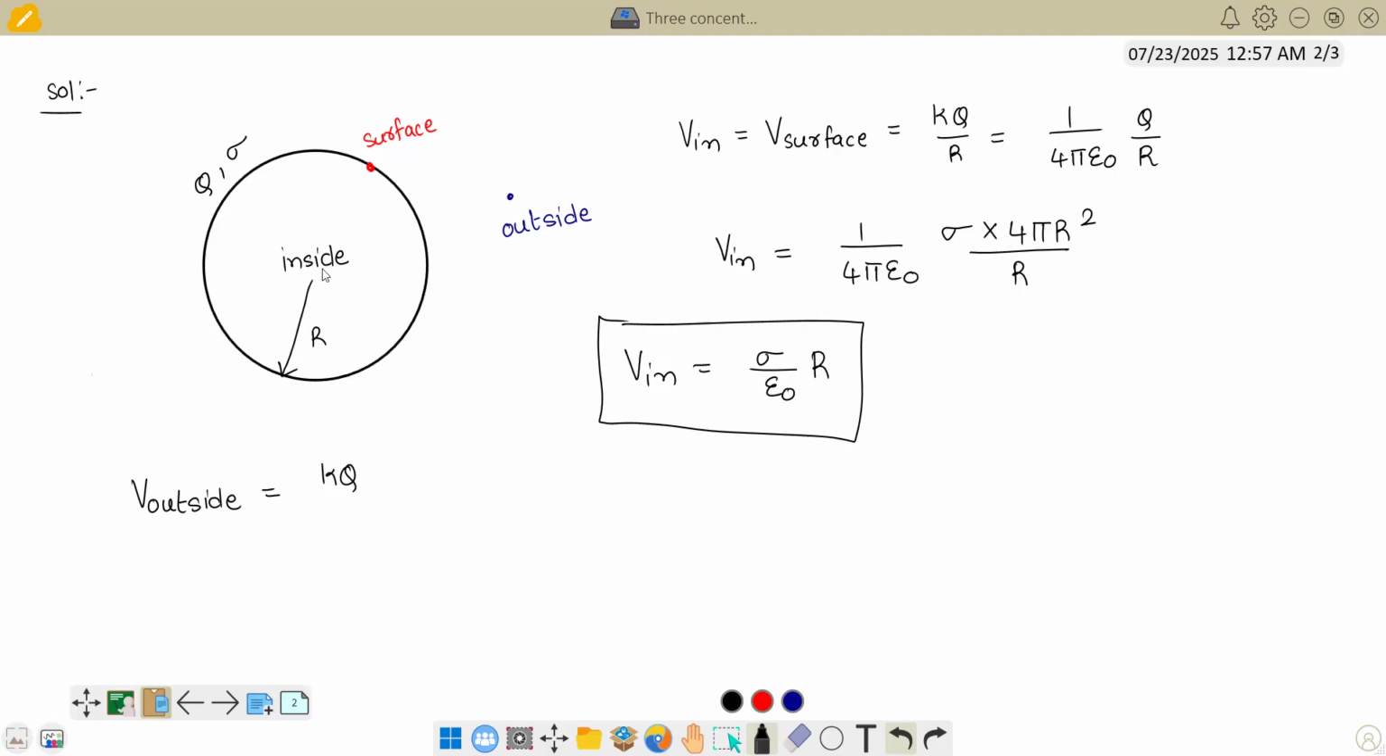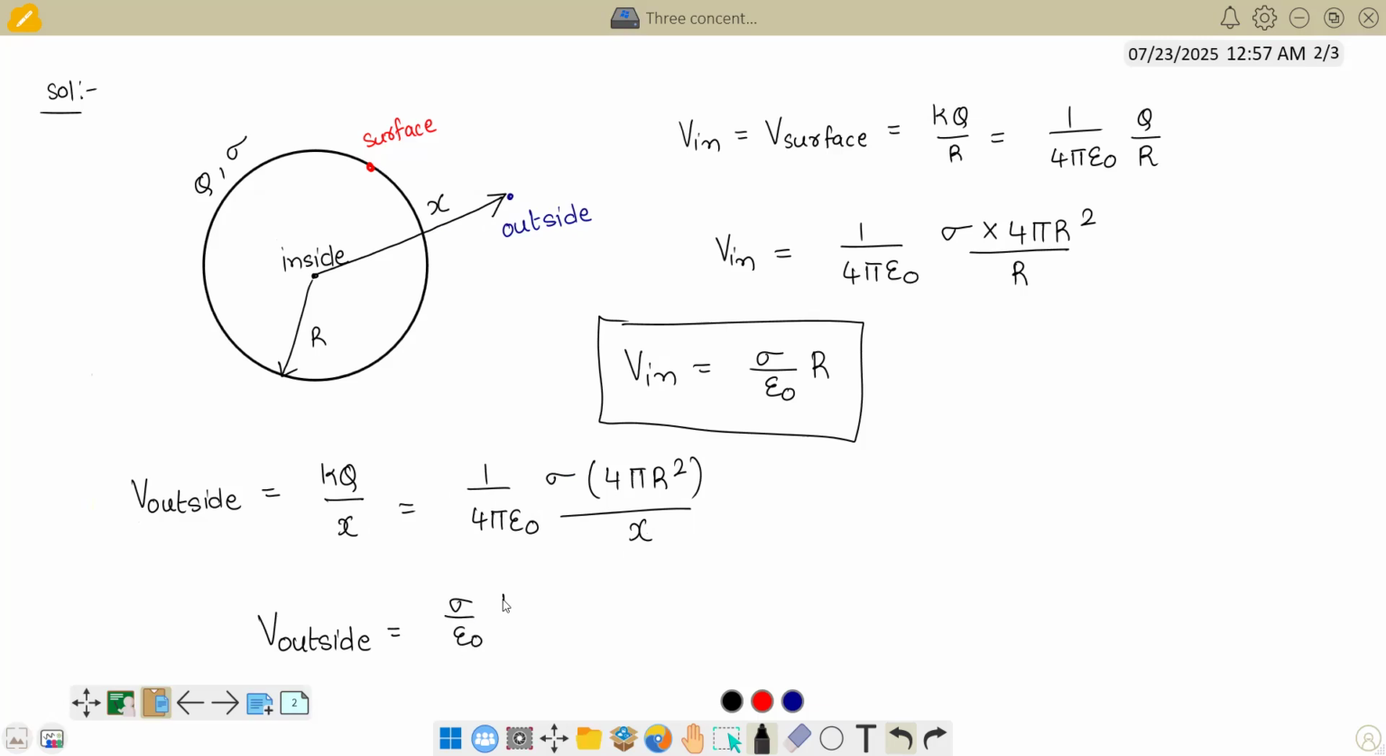V outside would be KQ by X, where X is the distance from the center. So we can write this as 1 by 4 pi epsilon naught, with Q written as sigma into 4 pi r square, divided by X. So for any point outside the shell, the potential is sigma by epsilon naught into r square by x. These are the two important formulas we are going to use. Sigma by epsilon naught is common. For inside it will be r, for outside it would be r square by x.